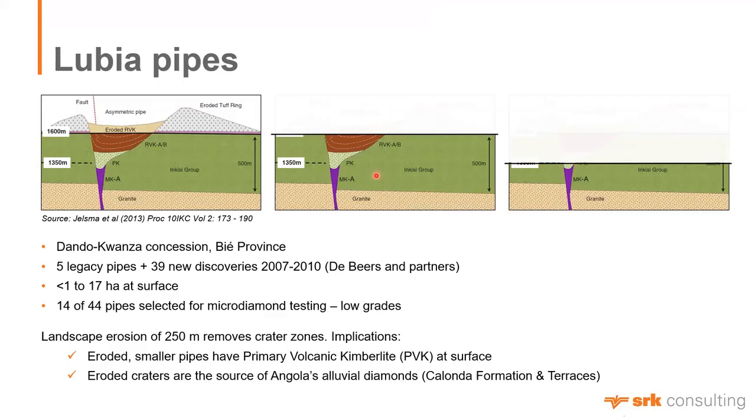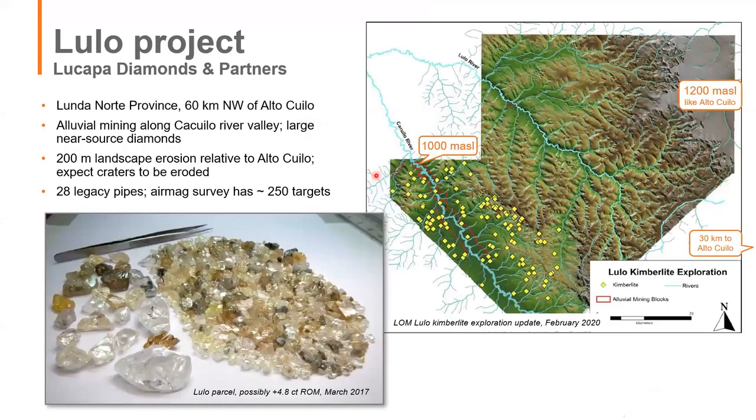So let's see how that plays out in a different project in Angola. It's the Lulo project. And just by way of orientation, 30 kilometers to the east is the boundary of the Alto Cuilo project. Let's look at this topographic map of Lulo to begin with. This peneplain at the top here is at 1,200 meters above sea level, which is much like Alto Cuilo. And these are Kalahari sands, and then you go through the Kalonda stratigraphy.